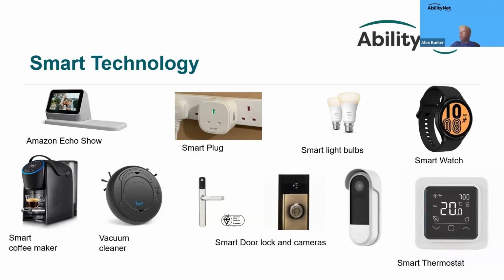We've got a smart lock and 2 video door cameras, so you can see who's trying to get into your house, and you can decide whether you want to let them in or not. And then we've also got a smart thermostat so you can control the temperature of your house at certain times, or if you're out and it suddenly gets warm or cold, you can turn your heating up or down.